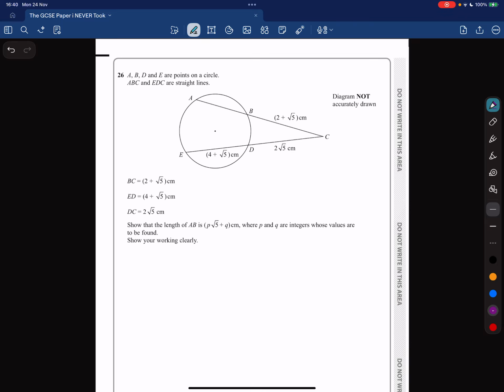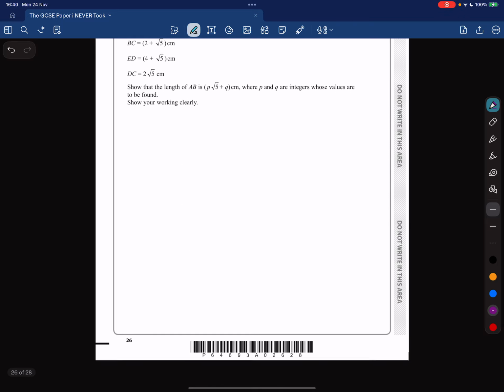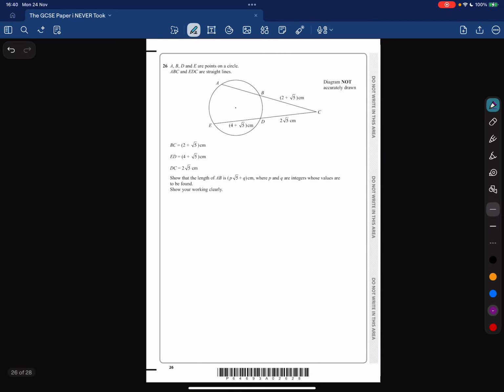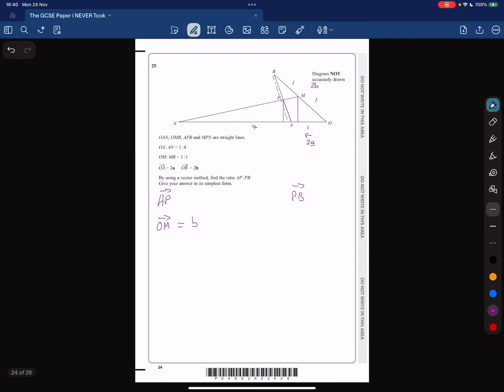Interesting question. Again, if I don't get these right, I'm not getting a 9, am I? Shouldn't be teaching you lot.